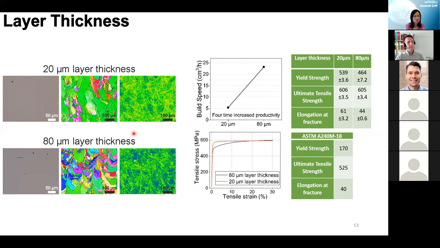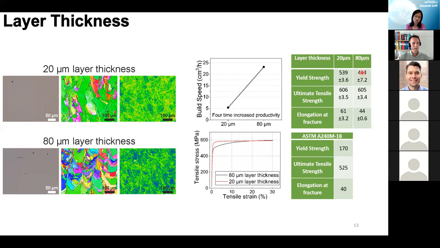Another way to increase productivity is to increase the layer thickness. The layer thickness is how thick each powder layer is that we are spreading over the part. So standard is 20 microns. And if we would increase that to 80 microns, 4 times, it means that we can increase the productivity 4 times. So in this study, we saw that, okay, for the 80 micron, we see a reduction in yield strength.